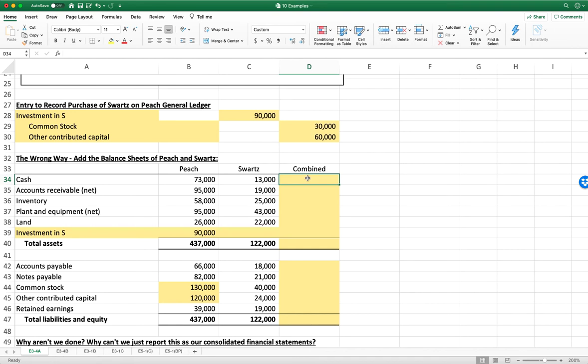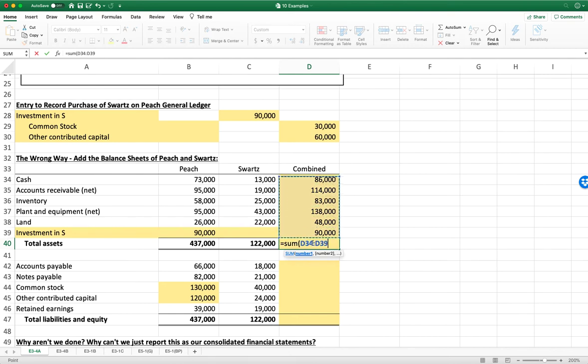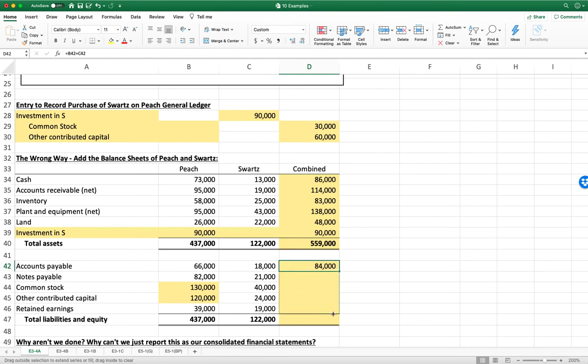So remember, we're going to say, what if for our consolidation, all we did was just line up the accounts that have the same name and add across. So we're going to take Peach, and we're going to add to it Schwartz, and we're going to do that for all of the asset accounts, and then sum up our asset accounts. Then we're going to take our liability and equity accounts. We're going to add those up all the way across, and then sum them up.